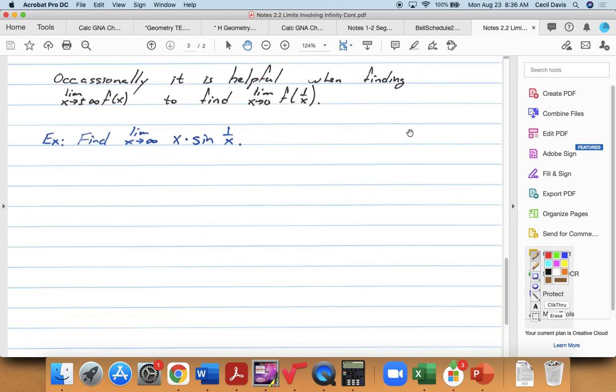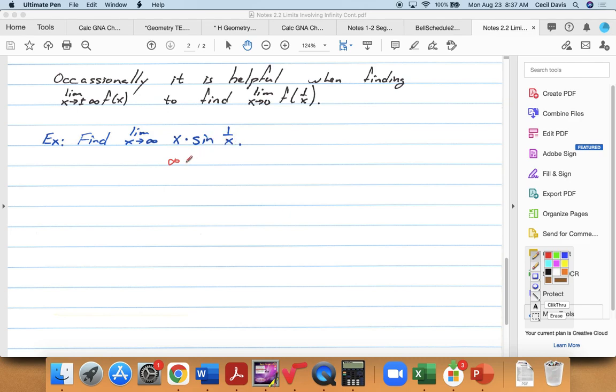Every now and then, when you're trying to find the limit as x goes to positive and negative infinity, it's easier to find the limit as x goes to 0 of f of 1 over x. Take this example. If we just try and substitute into it, as x goes to infinity, that goes to infinity. And 1 over something infinite is going to go to 0.